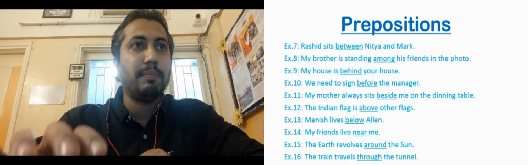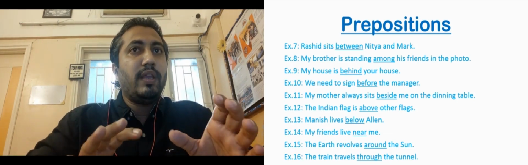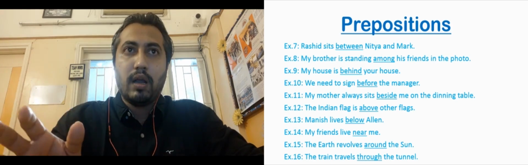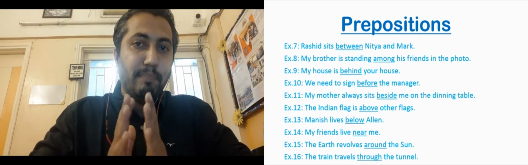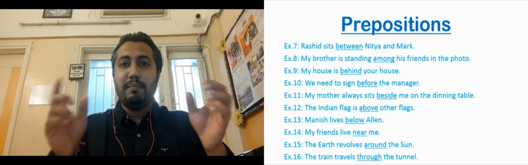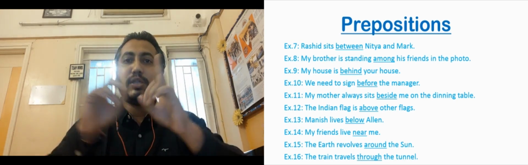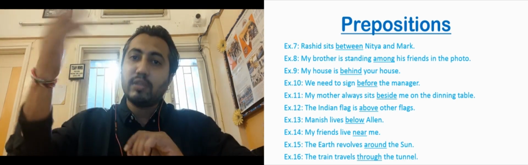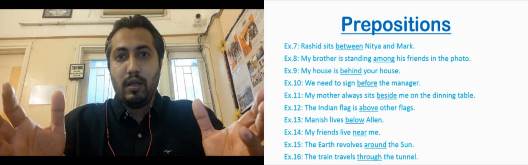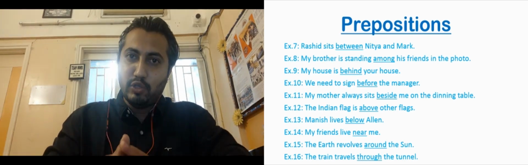Let us go to the next examples. Rashid sits between Nitya and Mark. Okay, so between: we use the preposition between when something is done between two. If there are only two, दो के बीच में कुछ कर रहे, then we will say between. If it is more than two, we will use among. Okay, अगर दो के बीच में है तो हम बोलेंगे between.